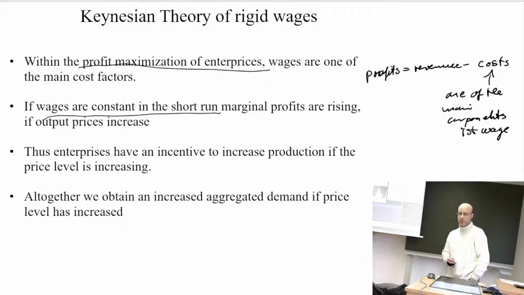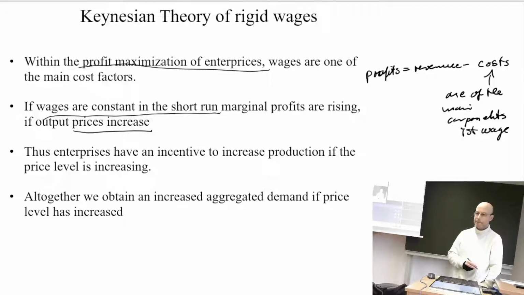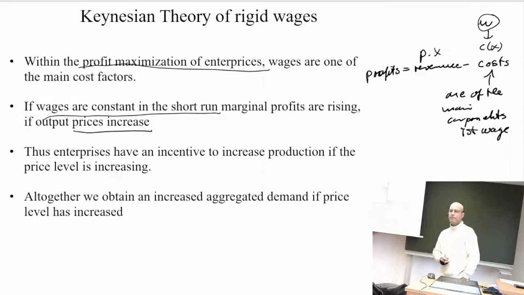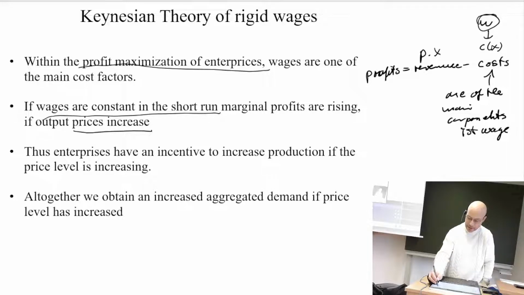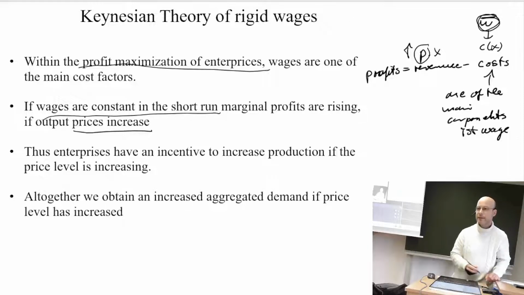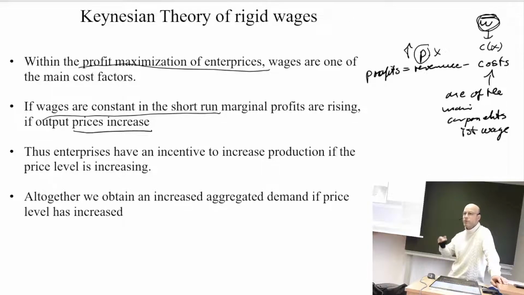And now think of a situation where prices increase. So here we have P times X and here we have C of X, and in this C of X we have our W for wages. And now if we assume that a main part of our cost side stays constant, while on the other side this one is rising, then we could argue, due to the fact that I can sell my products for higher prices, but my costs are not directly adjusting in the same way, that I have an incentive to increase my production.